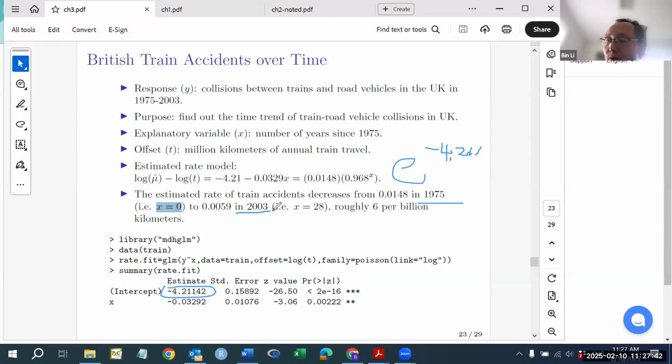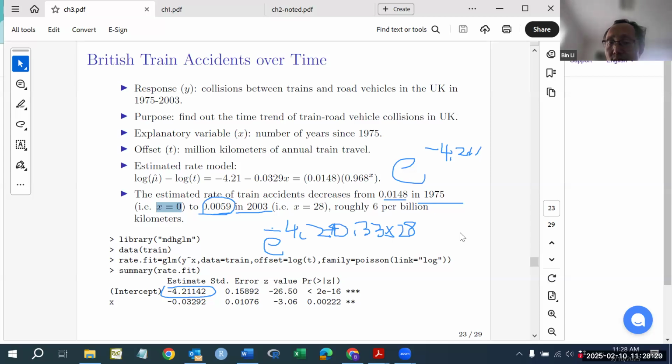But in 2003, what is the estimated rate? The estimated rate is the exponential of negative 4.2 plus the slope. I'm sorry, not plus, it should be minus because the slope is negative. Minus 0.033 times 28, because for 2003, X is 28, the 28th year after 1975. That equals 0.0059.